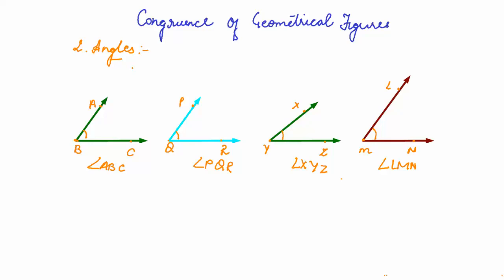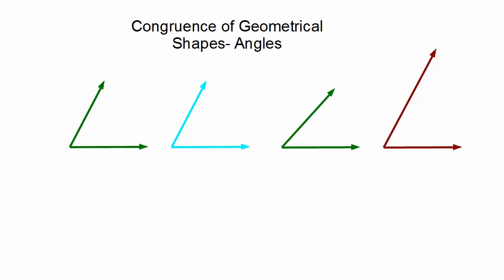There is one more simple method. You just take a protractor and find out the angle ABC and then the angle PQR, which is the most common method we use. But to go by our definition of congruence, of being of the same shape and size, here you can see the first one is completely overlapping the second one, and thus we can say that they are congruent to each other.